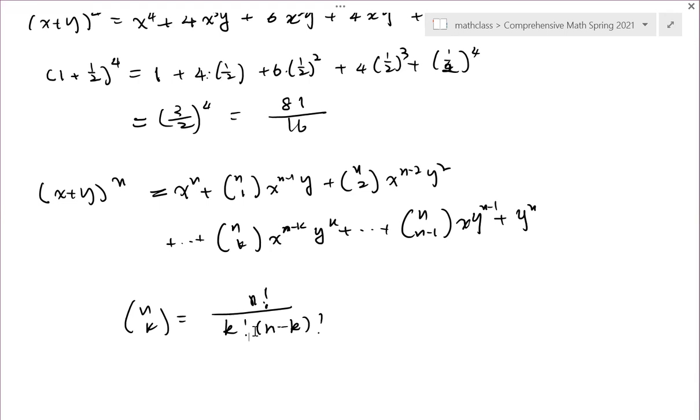Okay, and now you may try to prove this formula. How do you prove that? It's called the induction method in mathematics. You prove this formula is true in the case when the power is n, then you use that to prove the formula is also true when n plus 1.